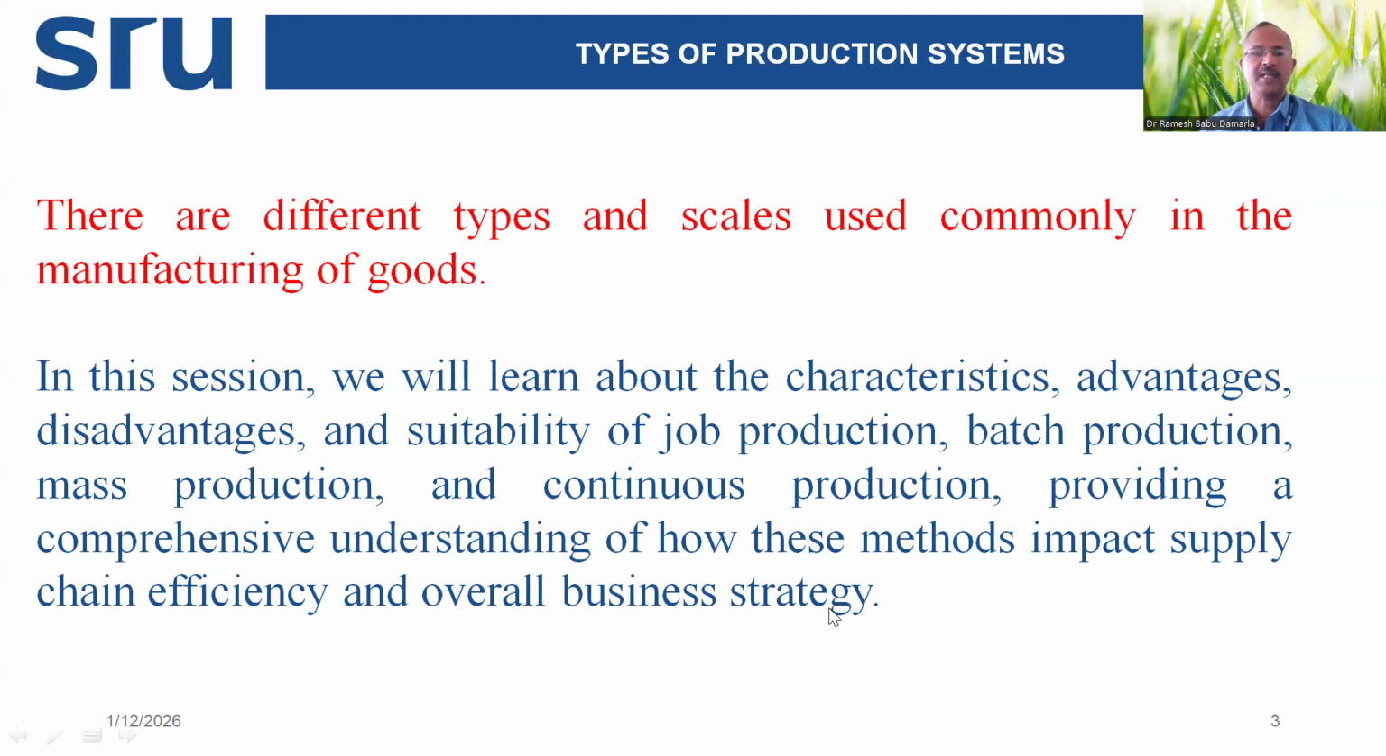When you're making a unique product, it should be a job production, dedicatedly made as per the specifications given by the customer or as per design. In this session, we will learn about the characteristics, advantages, limitations, and suitability of job production, batch production, mass production, and continuous production, providing a comprehensive understanding of how these methods impact supply chain efficiency and overall business strategy.